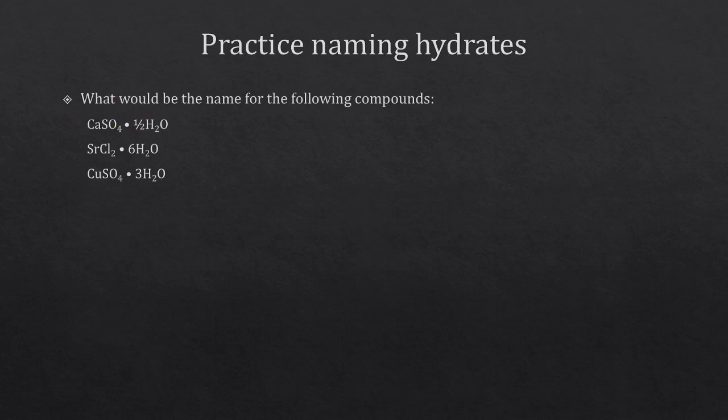So I'll do the first one. So the first one, calcium, it's a group 1, so I don't have to worry about Roman numerals. We're going to end up with calcium, sulfate, and then we've got a dot 1/2 water, so that's going to be hemihydrate. So we just add a 3rd word onto it. So now you try the second one and the third one.